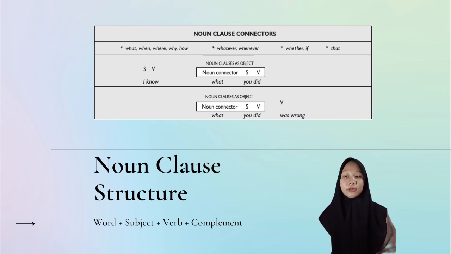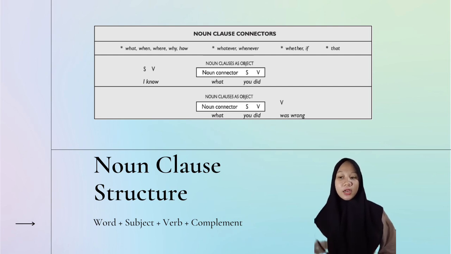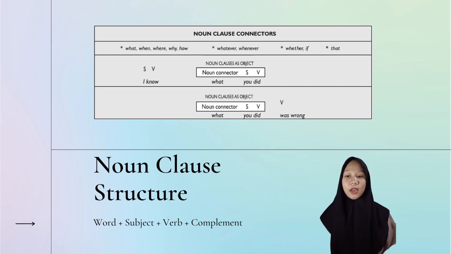Okay, next is noun clause structure. The basic structure is introductory word plus subject plus verb. The introductory word is often a subordinating conjunction like that or whether, or a question word like who, what, when. Then the subject of the noun clause can be a pronoun or noun. The verb or predicate expresses the action or state of being in the noun clause. The complement is optional. It is additional information such as an object, modifier, or complement that completes the meaning of the noun clause.